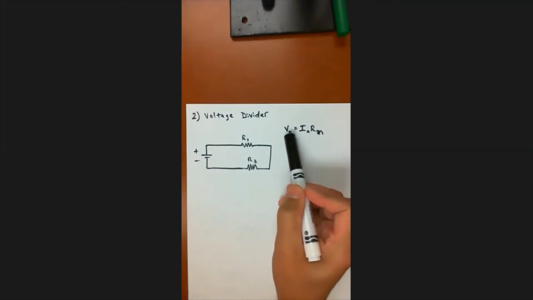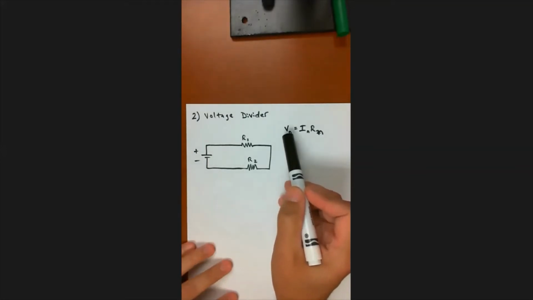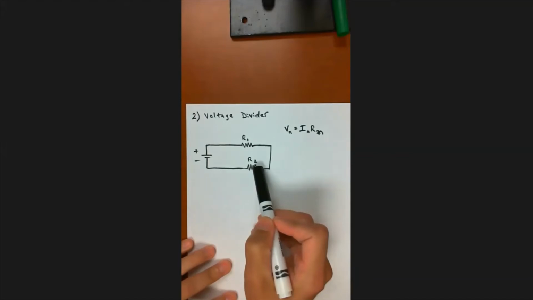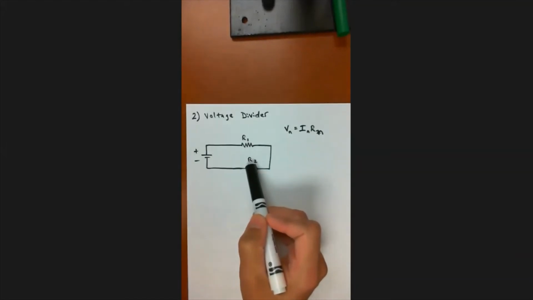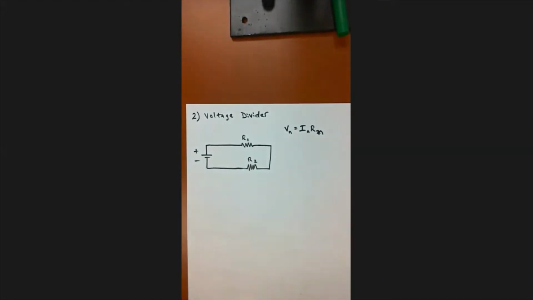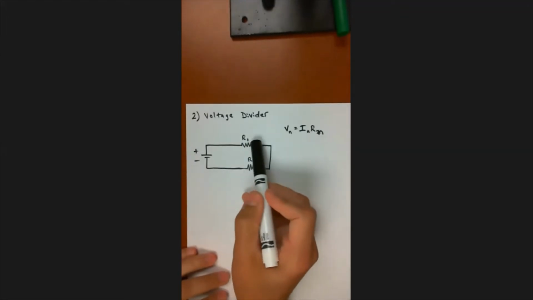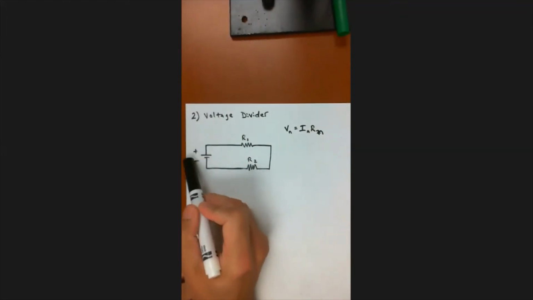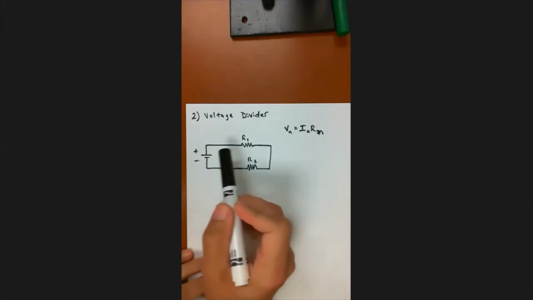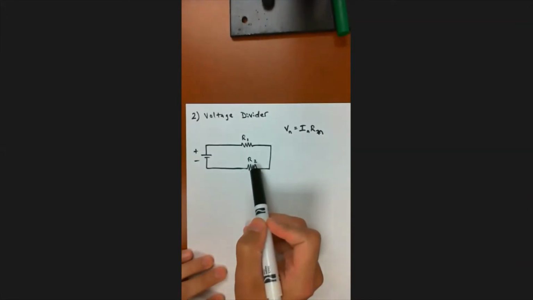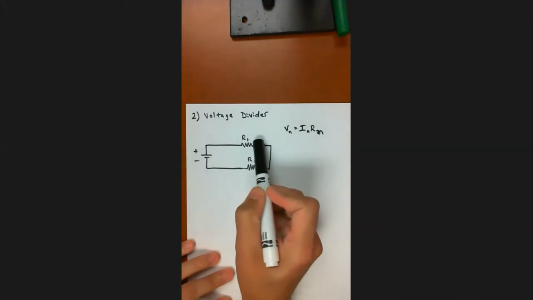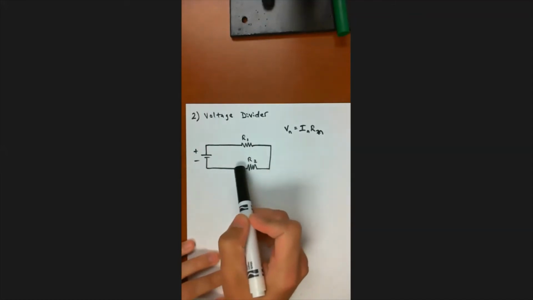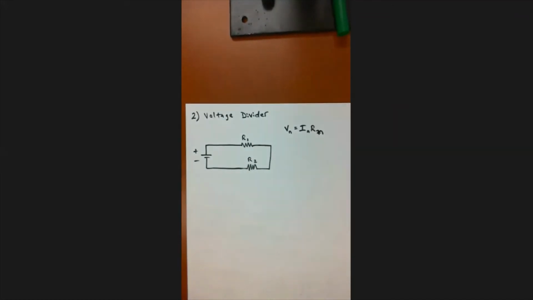So hopefully you believe me that if R1 equals R2, then they're going to have the same voltage drop. And furthermore, that voltage drop will be half of whatever the value of the voltage source is. If this is 12 volts, and these two are equal, then I'm going to have 6 volts dropped from here to here, and 6 volts dropped from here to here. So that's the first step.